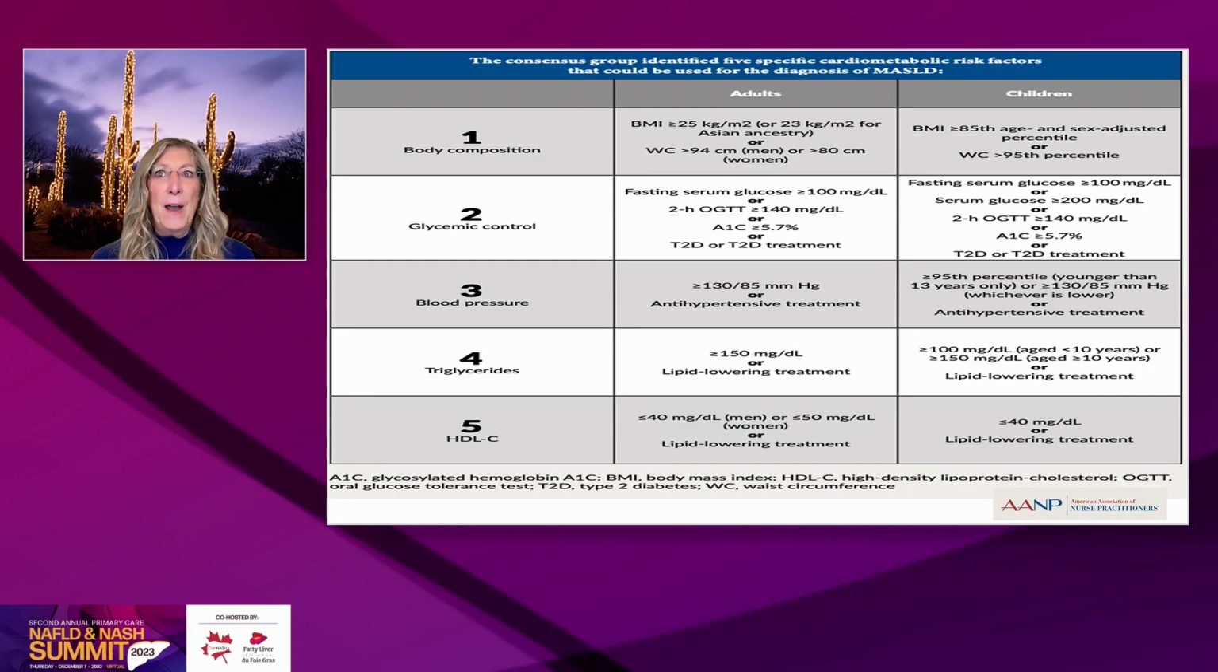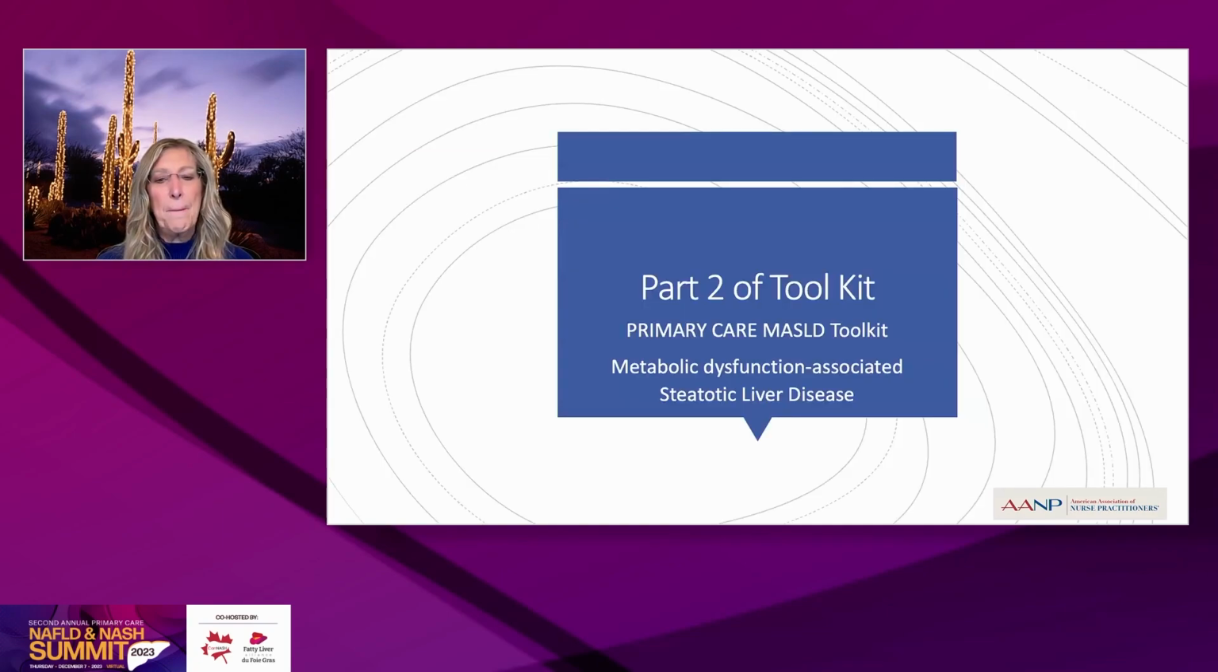And so this is the final part, and this comes from the consensus group that identified the 5 specific cardiometabolic risk factors, which we just heard them talking about at the end of that group discussion. So I'm not going to go into this. I just wanted you to see that this is available in the first part of that toolkit.